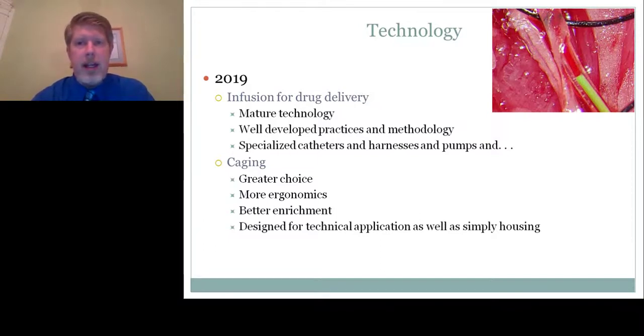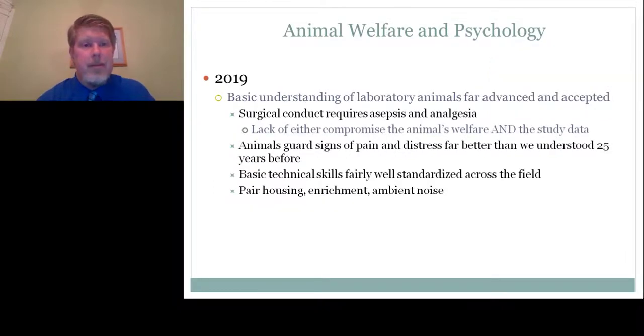You know, the access technologies and the SAI and the Instec and so on, they've brought real refinement to the technologies that we have. Even caging, there's greater choice. The ergonomics are better for us as well as the lab animals. Our enrichment is better so that we can improve the quality of the animal's experience. And now they're really designed for us to work with them, and they're not just simply housing.